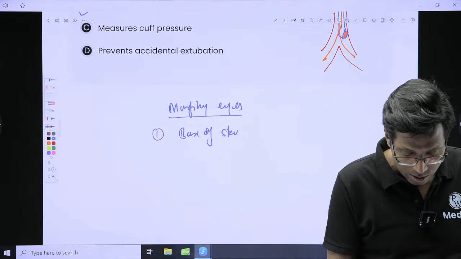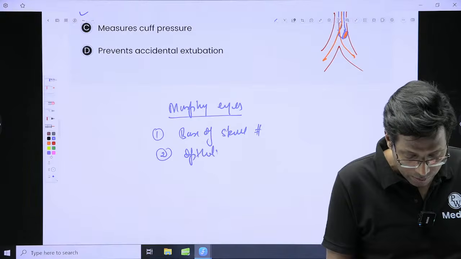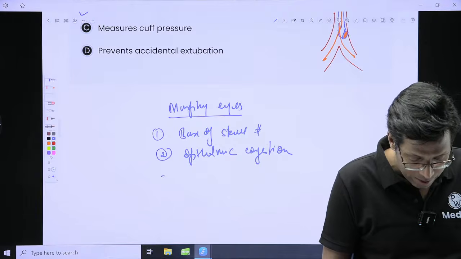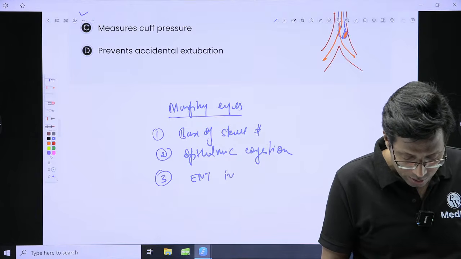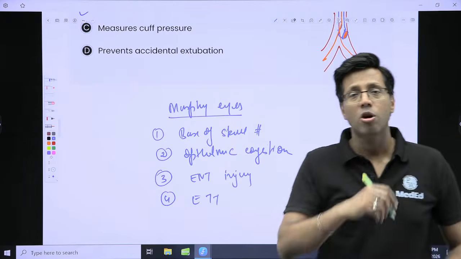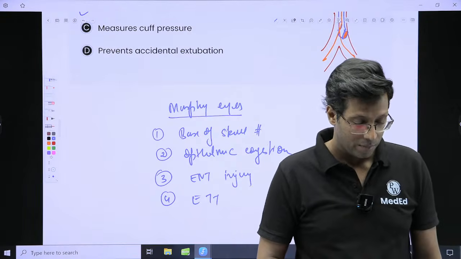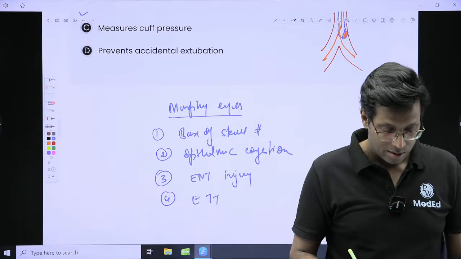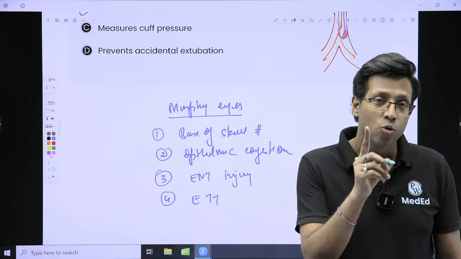Okay? Ophthalmic congestion. Third, they had given ENT injury. And fourth, they had given endotracheal tube. If anyone has not studied Murphy's eye, and this comes in the exam, fracture base of skull, ophthalmic congestion, ENT injury and endotracheal tube, imagine who will mark the answer.